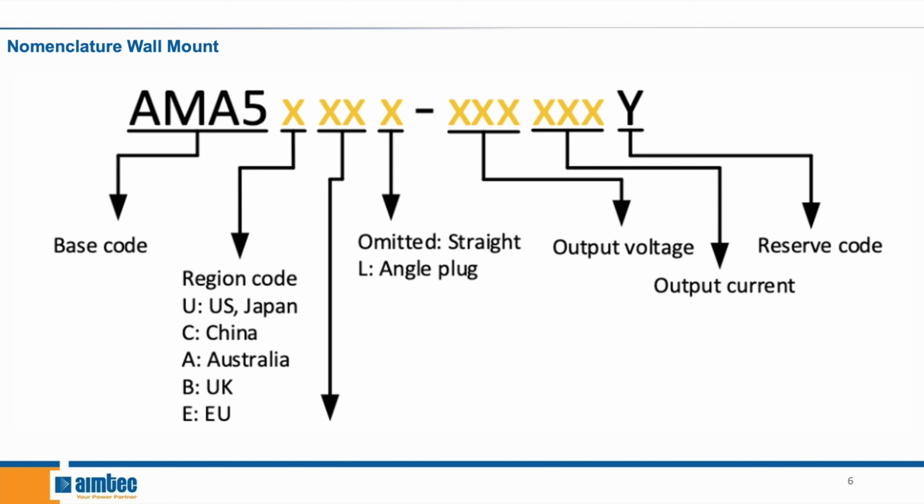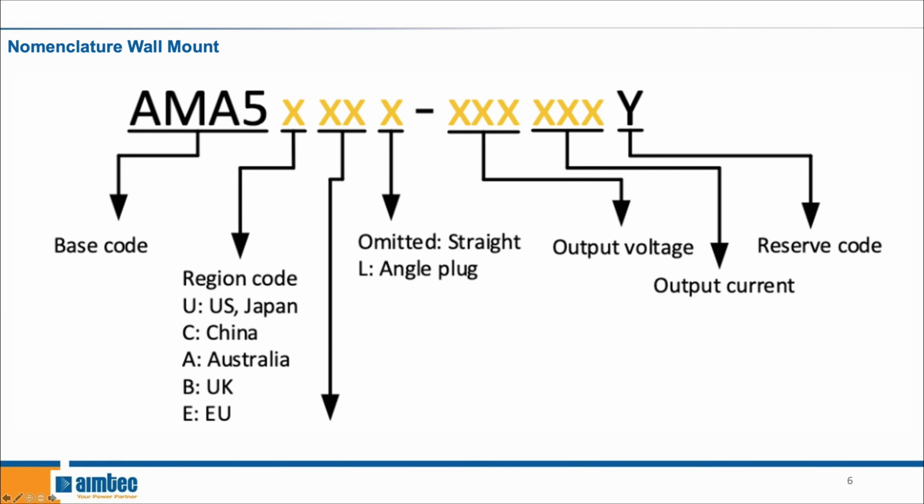So U is for US and Japan, C for China, A for Australia, B for the UK, and E for Europe. The next two digits are actually the plug type, which we'll go over on a future slide.